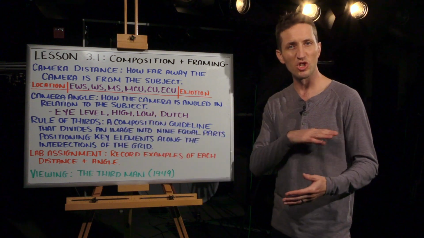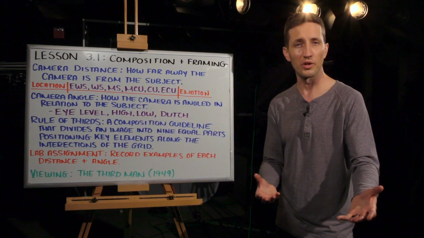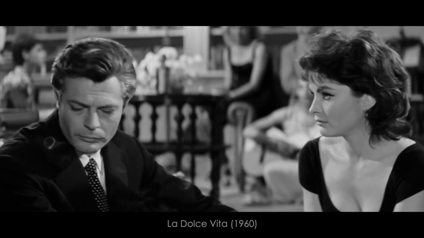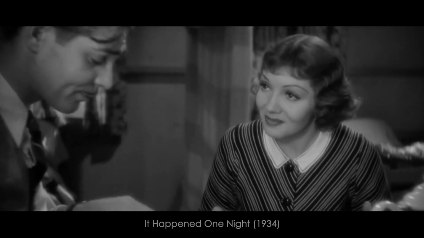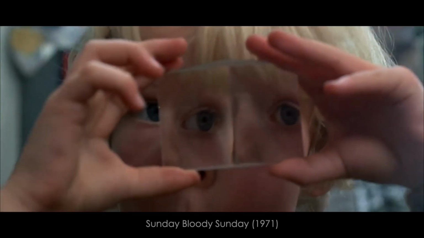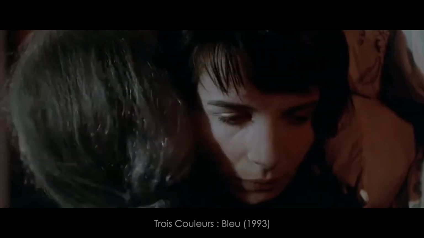Medium close-up, usually chest up, great for conversations. You have two characters that are in dialogue with one another, and you might want to shoot them in a medium close-up. We're getting closer and closer to their face. And then with the close-up, you really start to get into the emotional state of the characters.